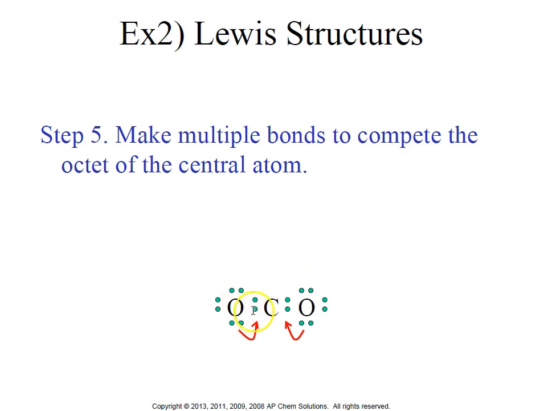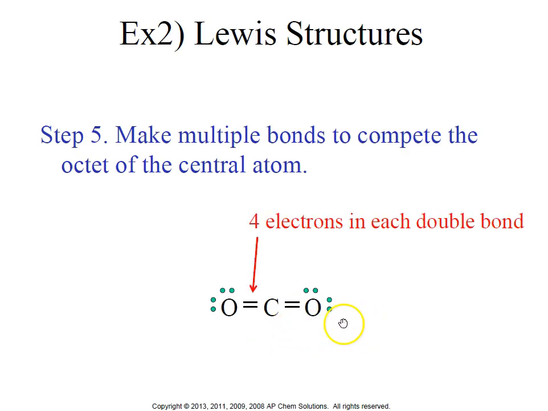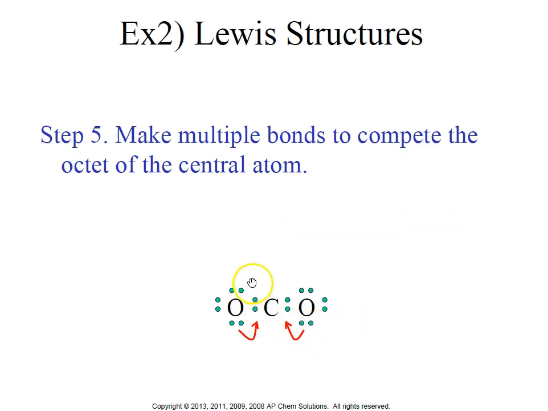Okay, so how is that done? Carbon actually needs 4 more electrons, so we're going to borrow 2 from each of these oxygens. And when we borrow them, we put them between the two atoms. Like these 2 electrons from this oxygen are going to go between here, so now they can share them. They're not down here anymore. And these 2 are going to go between here as well, so that they can share them.